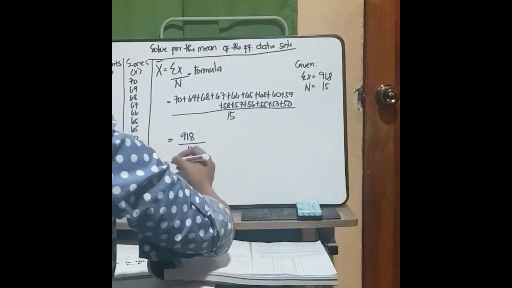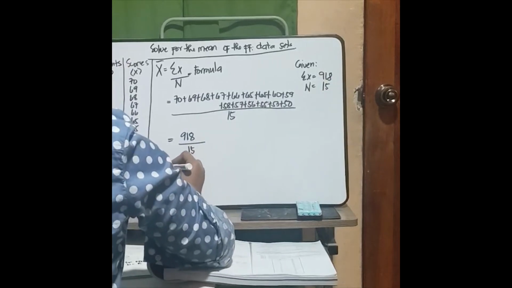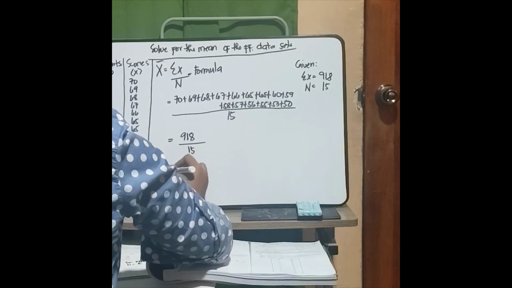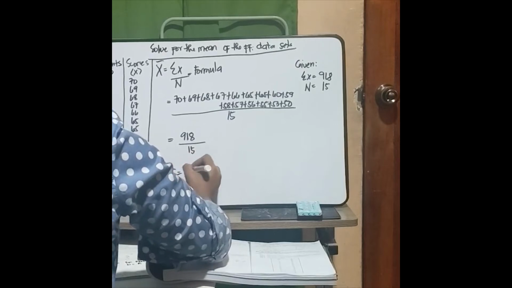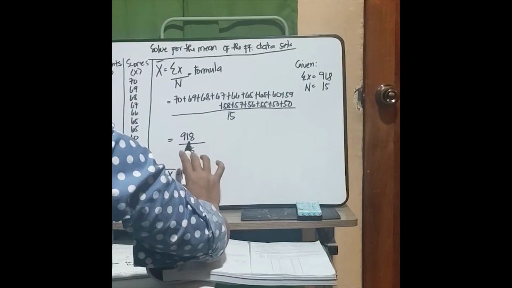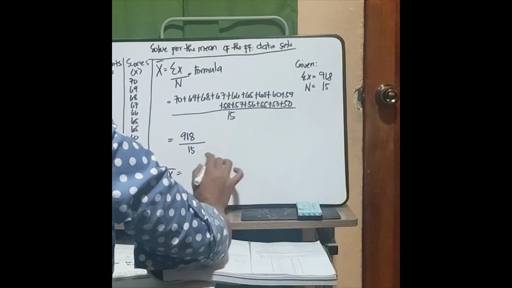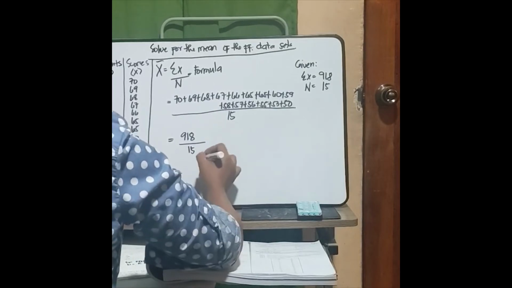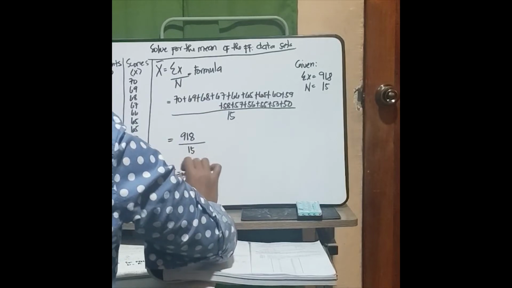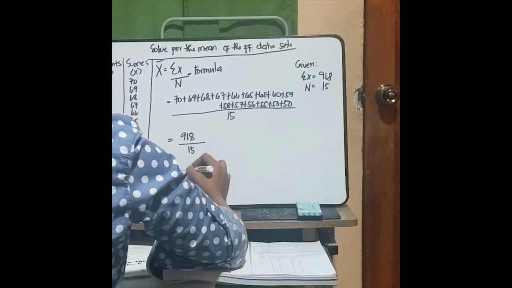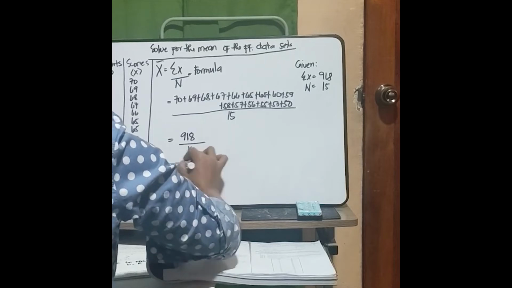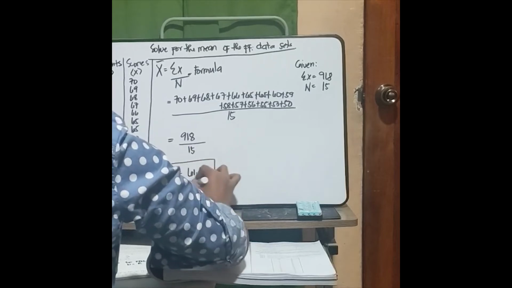Alright? So, now let's find out what's the mean of this data. So, mean. What we're going to do is to divide 918 by 15. We will arrive at the total mean of 61.2. Alright? This is our mean.